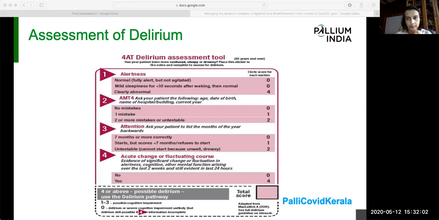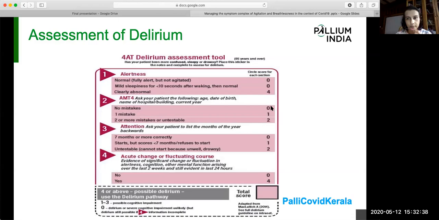Now, how do you assess a patient? You must have learned that with delirium, there are lots of tools that can be used to assess patients, which are obviously very time consuming. So one of the simplest tools that we can use in this scenario is the 4AT delirium assessment tool, which goes through the 4 A's: alertness, AMT4 (abbreviated mental test score 4), attention, and acute change or fluctuating course.